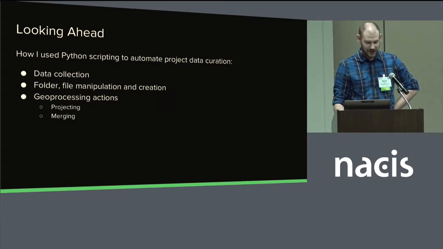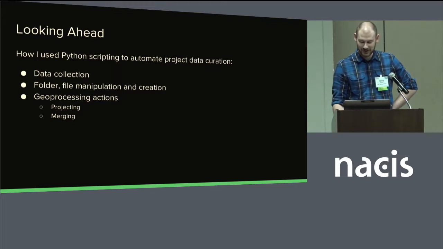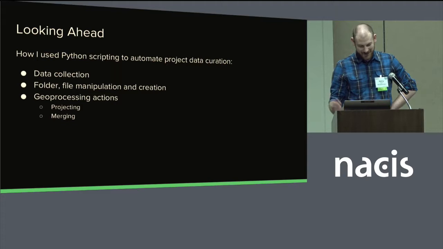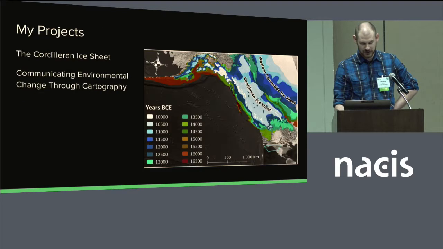So looking ahead, I'll be talking a little bit about my process for using Python scripting to automate some of the data curation for my project from a very large and useful data set that I found. So it'll go through a little bit of the data collection, downloading, the folder and file manipulation and creation, and geoprocessing actions of projecting and merging. I'm not a Python expert. Many of you might know more than I do, but if you have not cut your teeth on Python, this is a great place to start for your own uses and purposes.